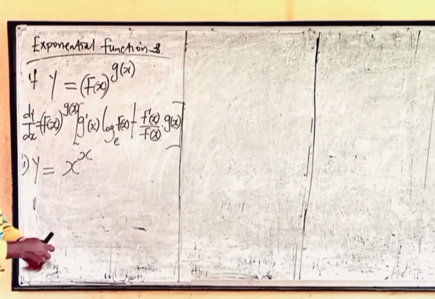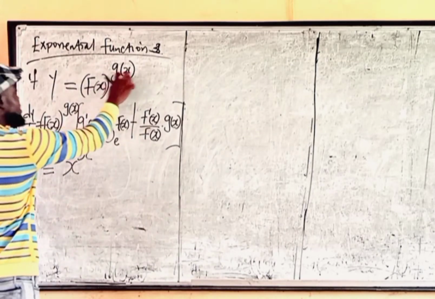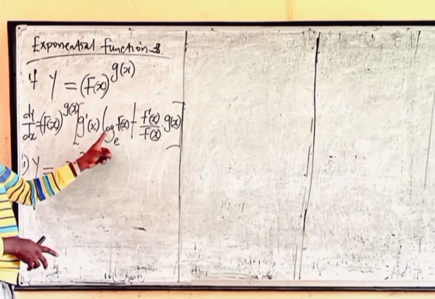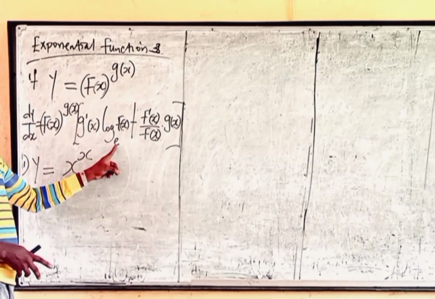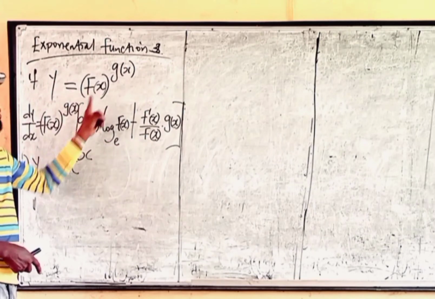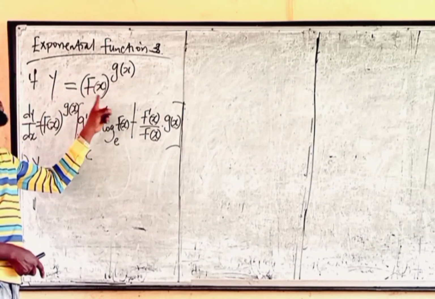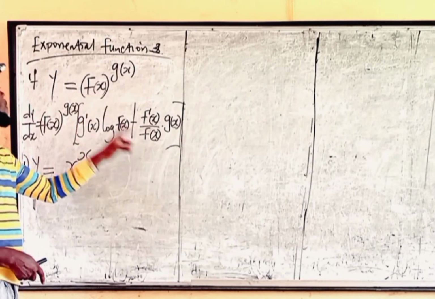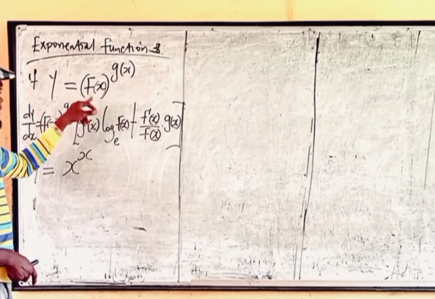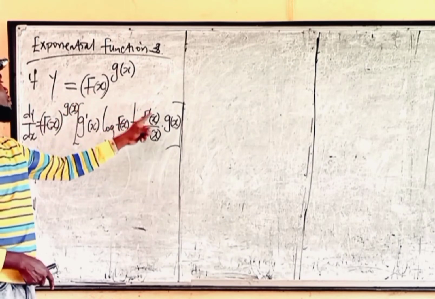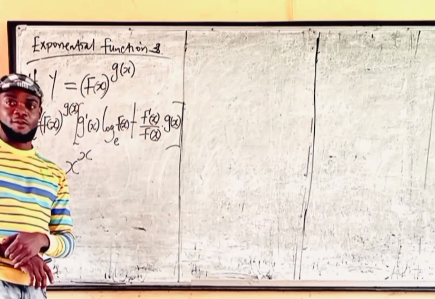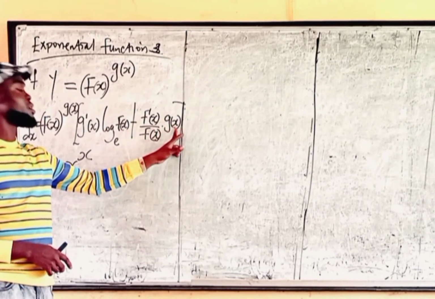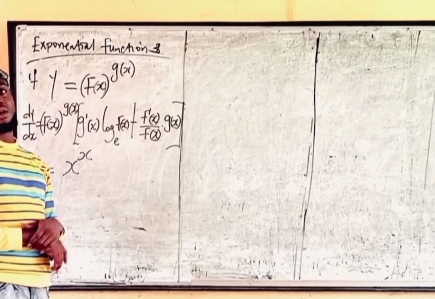What is g prime of x? G prime of x means we should differentiate this g of x. We should differentiate that function. Then the natural logarithm, that's log base e of this f of x. After you have differentiated this, you need to multiply by the log of this downside, which is the base. Then plus, differentiate this base and divide it by this same base, which is f prime of x over f of x. Then the next is times the g of x, which is this upper side.